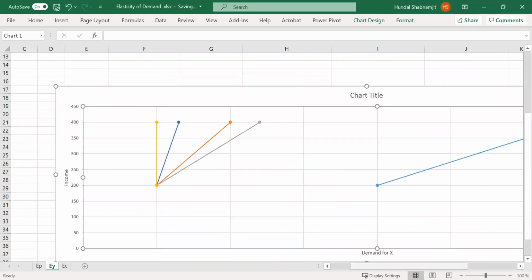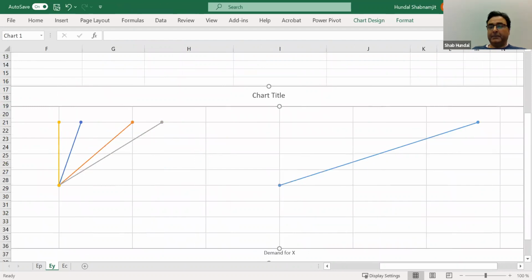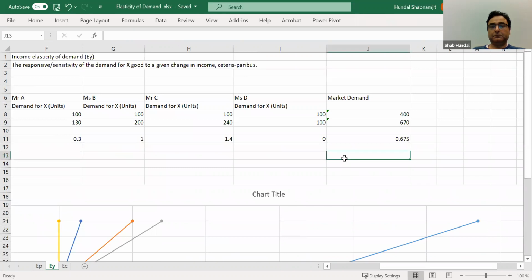So this is how the overall market demand looks. Questions, comments about income elasticity of demand?